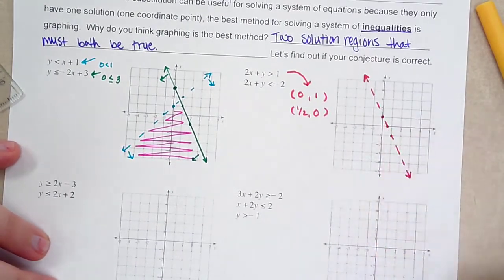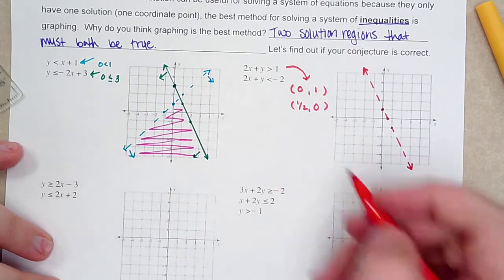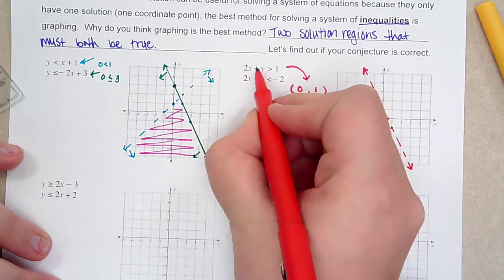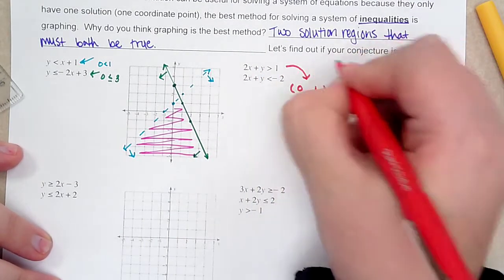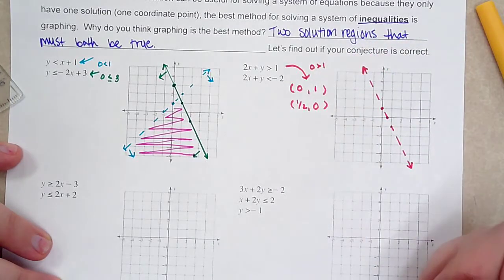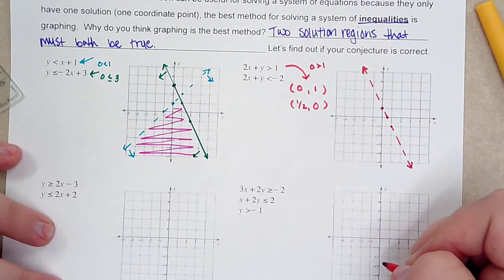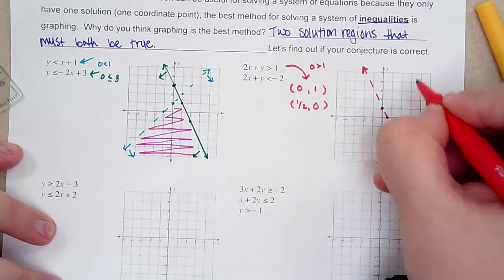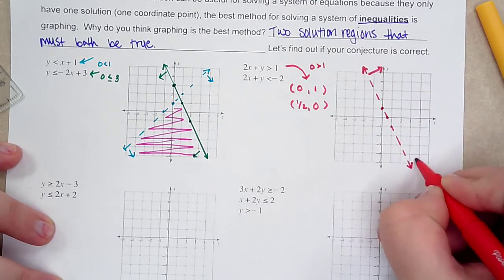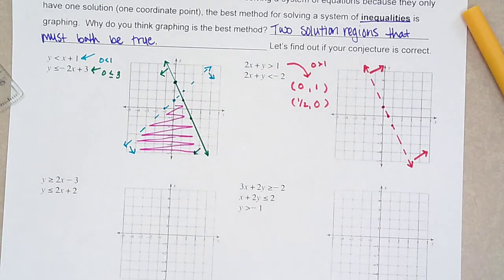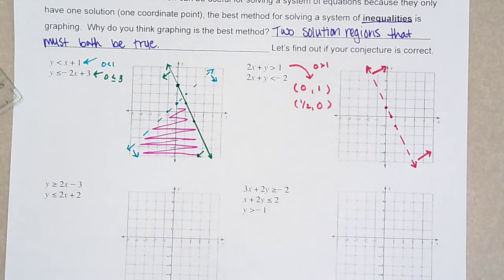I'm going to check that 0, 0 because I love it so much. 0 times 2 plus 0 is greater than 1. When I check 0 greater than 1, that is not true. So I'm going to point away from that 0, 0. I'm going to point up, up, and away. One line done. Let's try the next.